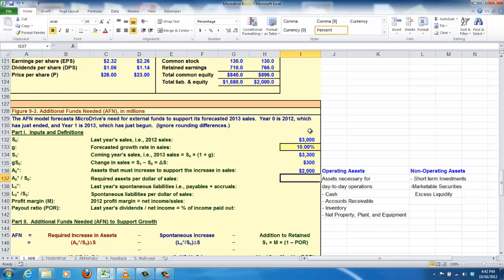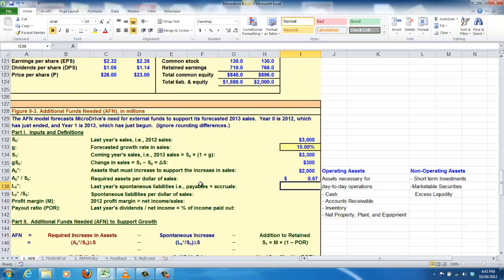So our required assets per dollar of sales are equal to 2,000 divided by 3,000, and that really should be in dollars, so I'm going to put that in. So our required assets per dollar of sales is 67 cents.